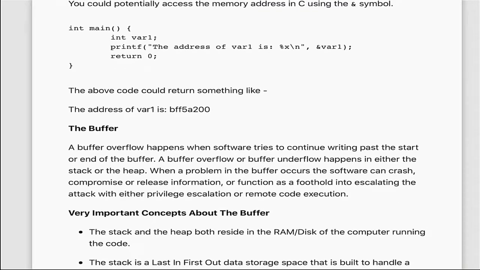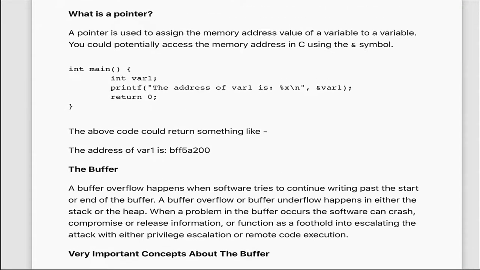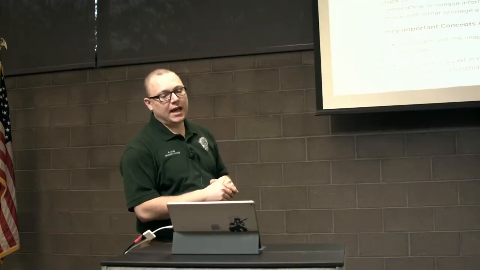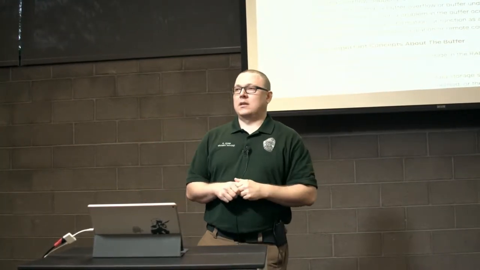We declare an integer, var1. And then we use printf, and all we're saying is the address of var1 is, and you see that ampersand right there? We're referencing the memory address, the pointer, okay? And that's a complete line, that's a complete main, okay? And all it does is return an address. It can be an example, like BFF5A200. So that's where var1 currently lives. That's the address. And you can reference these things through pointers. And this is what's happening, essentially, up here, is they're referencing the addresses, and they're moving objects by address. Okay?